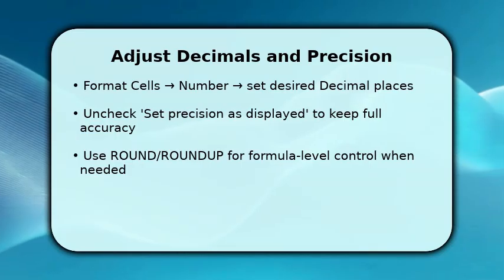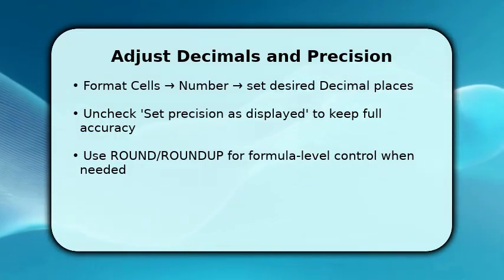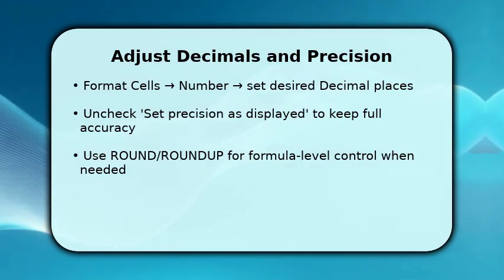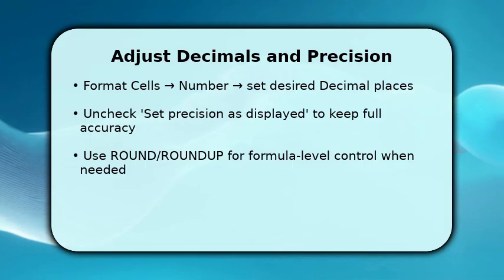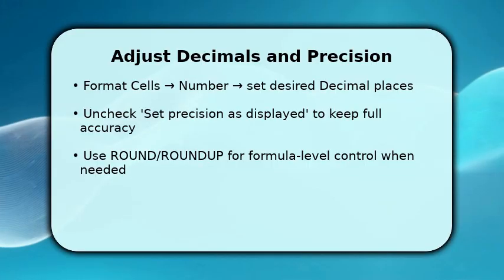Once done formatting, explicitly set the number of decimals you want visible. This controls only display, not stored value. Then locate and uncheck options, Advanced, Set Precision as displayed to stop Excel from permanently rounding stored numbers. If you need formula-level control, replace imprecise calculations with round or roundup functions where intentional rounding is required.